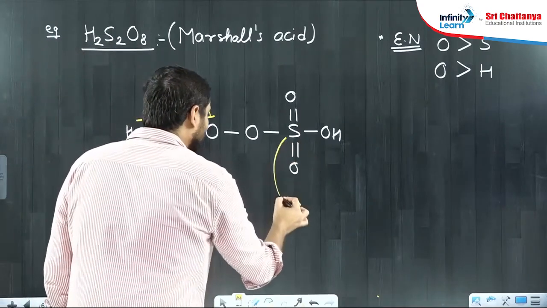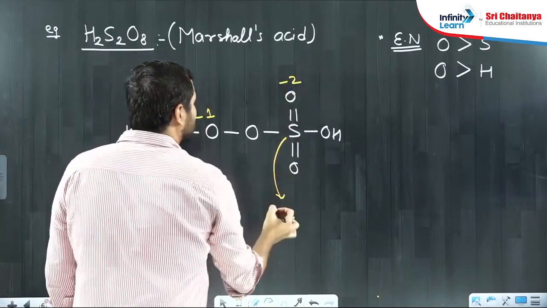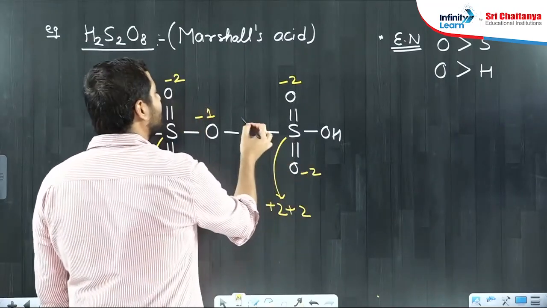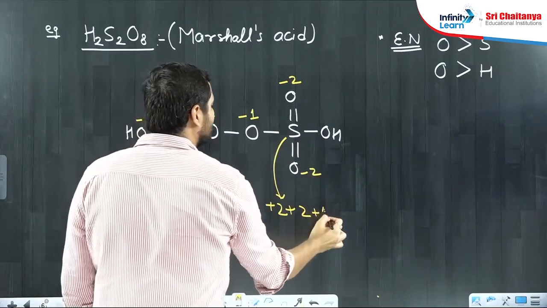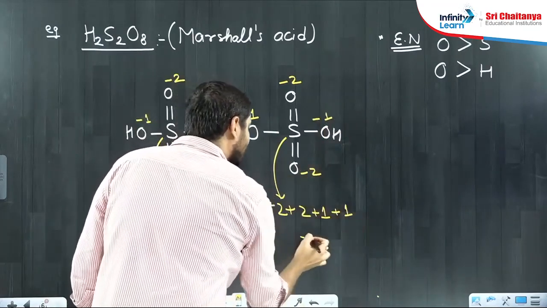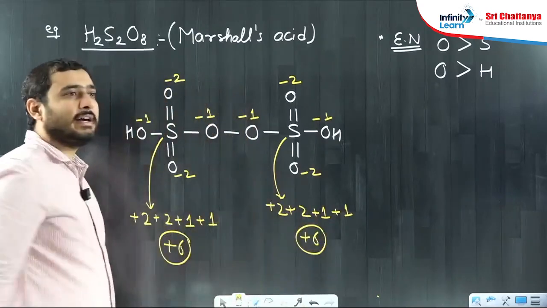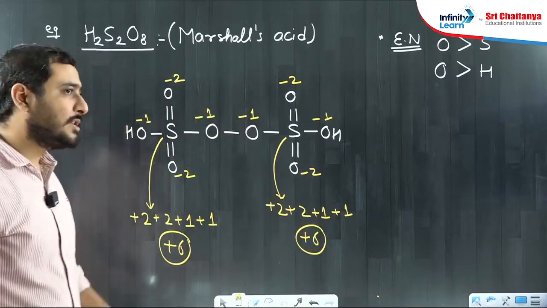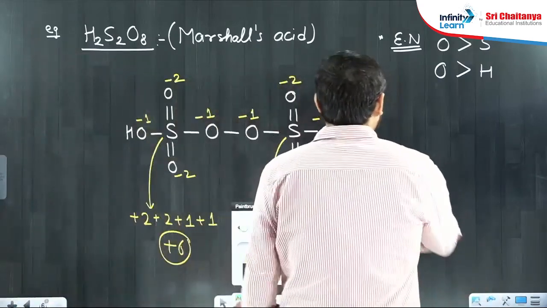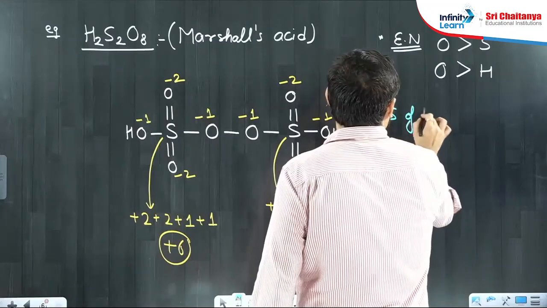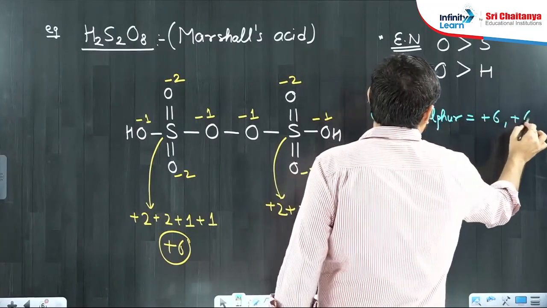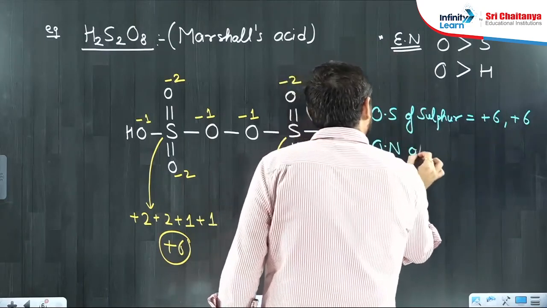Now we write the same for this sulfur. Oxygen -2, sulfur +2. Oxygen -2, sulfur +2. Single bond -1, sulfur +1. Here -1, and sulfur gets +1. So what do we get here? +6. So both sulfur atoms are present in which oxidation state? +6. So what is the oxidation state of sulfur? +6 and +6. And what is the oxidation number of sulfur?